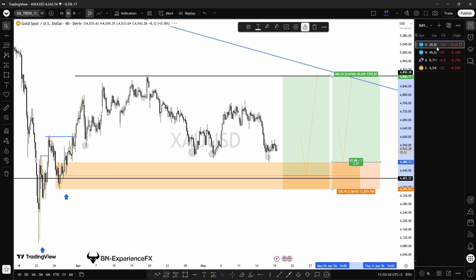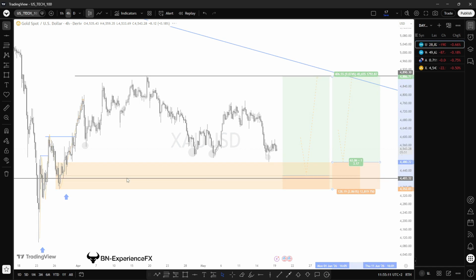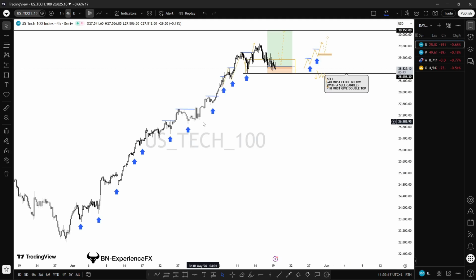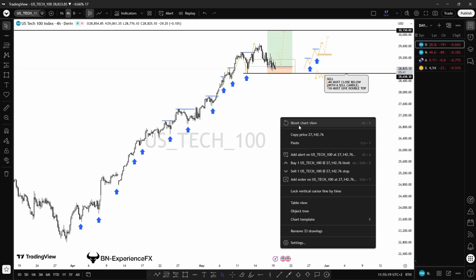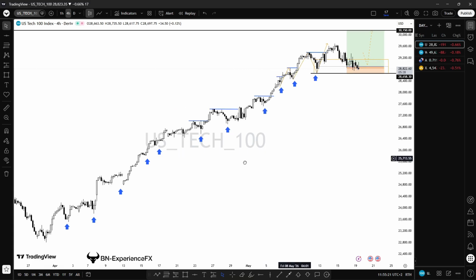So here, I think this is everything. So yeah, that has been Nasdaq, US30, AUD/USD, and gold.